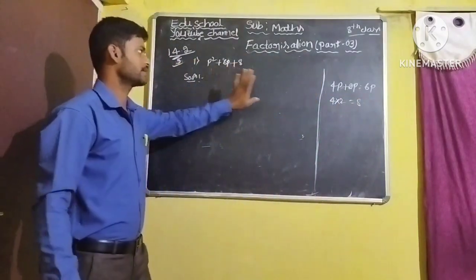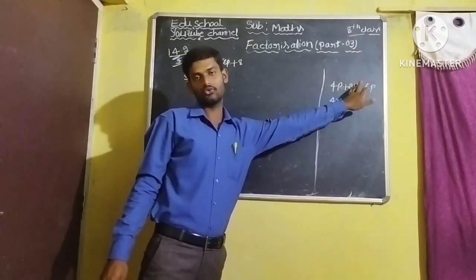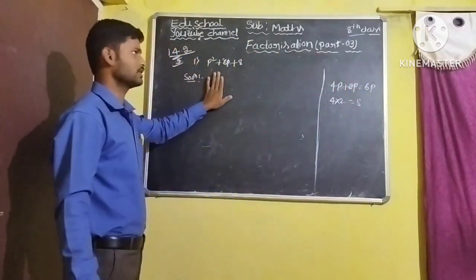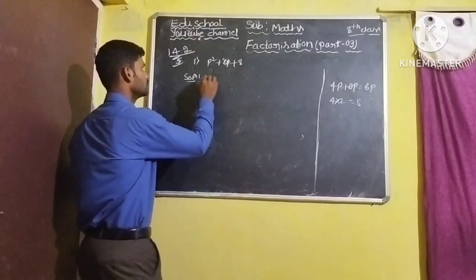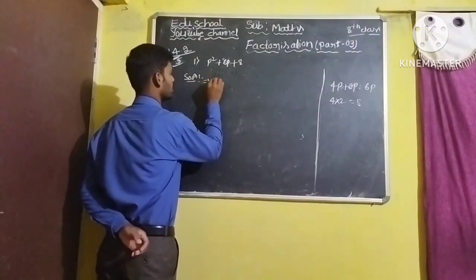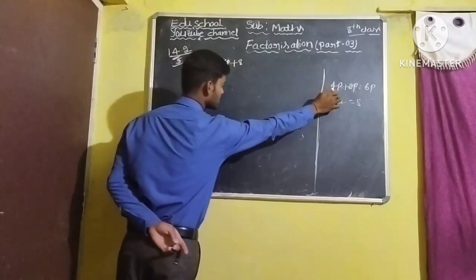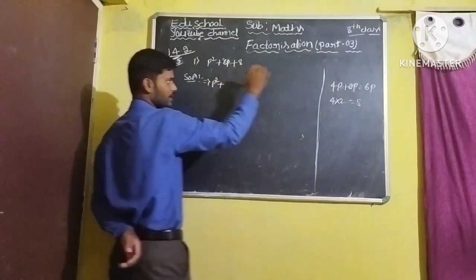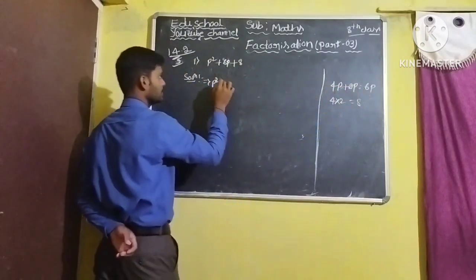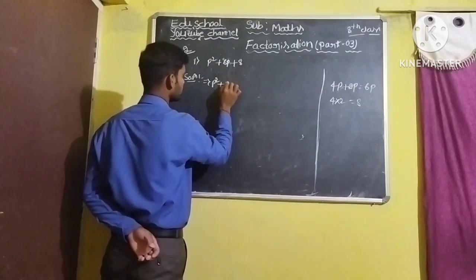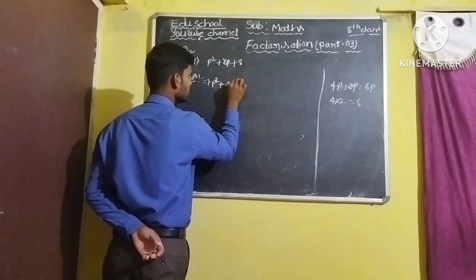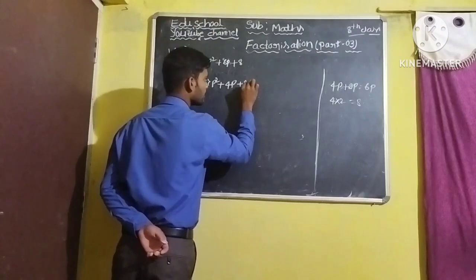So that's why I can take 4 and 2 numbers in this given problem. So you can write p square plus, instead of 6p I can write 4p plus 2p.